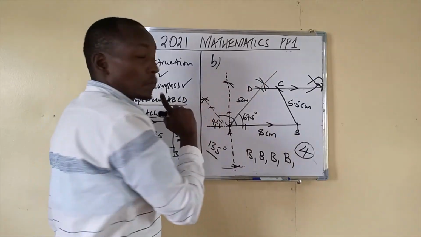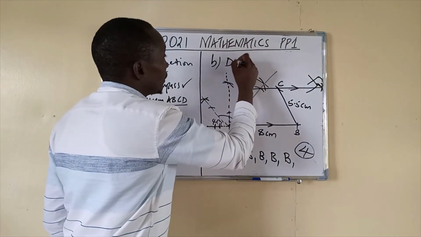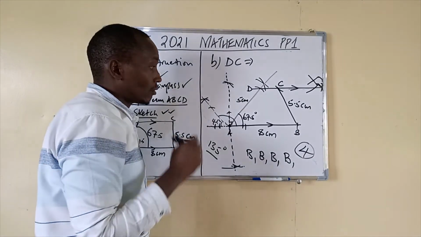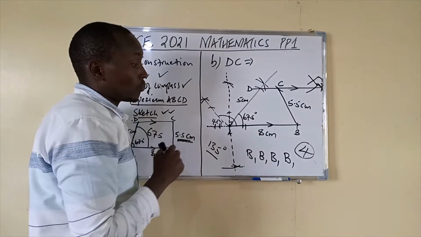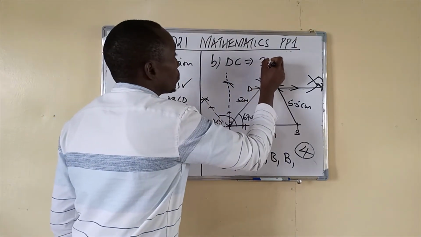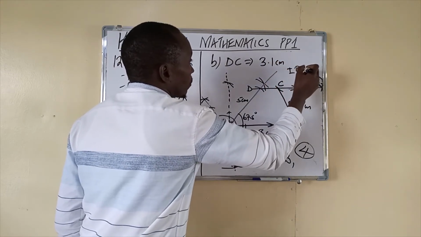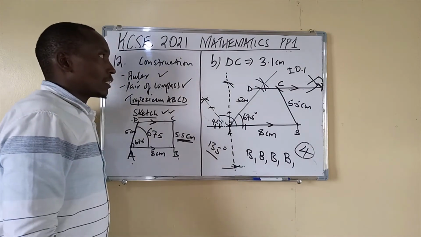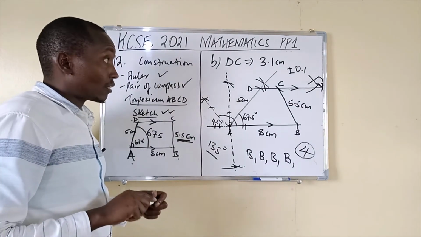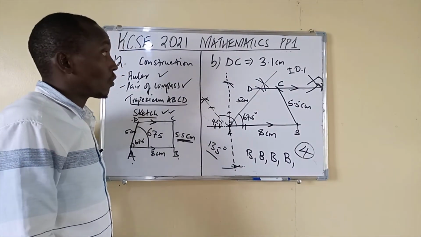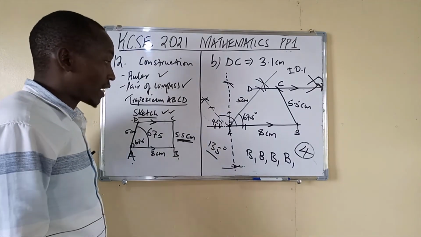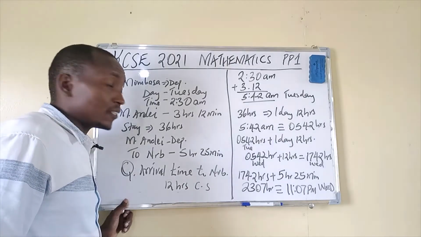Thank you. With part B, the students measure DC. With an accurately drawn diagram, that one will give you 3.1 centimeters. Remember, you can be given an allowance of plus or minus 0.1. So if it's 3.0, correct. 3.1 centimeters, correct. Or even 3.2. Just that range. Number 13.